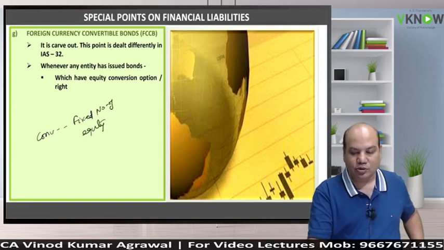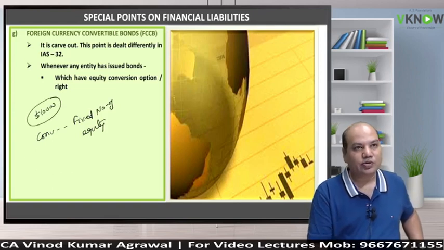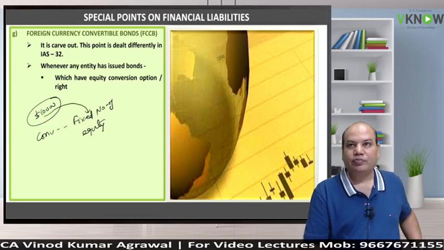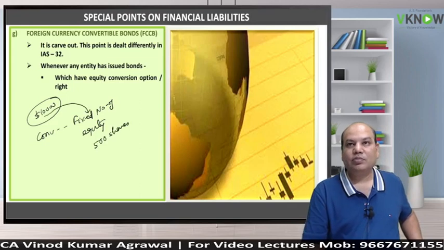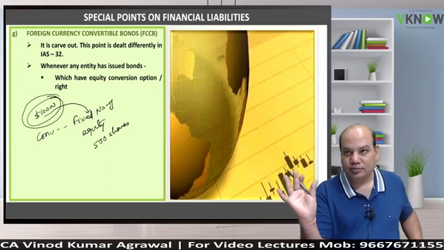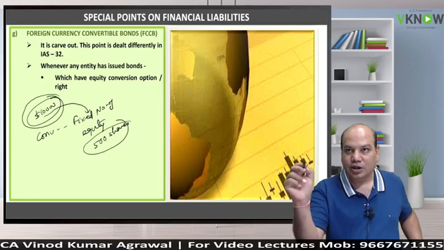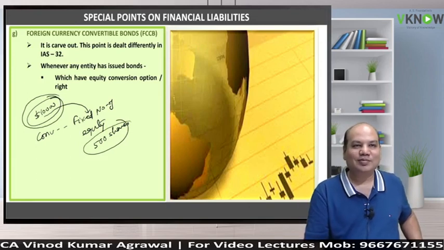Suppose the bond is issued for $10,000. I say, I will not give you $10,000 back. Against this fixed $10,000, I will issue you 500 shares of the company. So what is the Indian view? The Indian view is $10,000 is fixed, 500 shares are fixed. Fixed for fixed, equity.